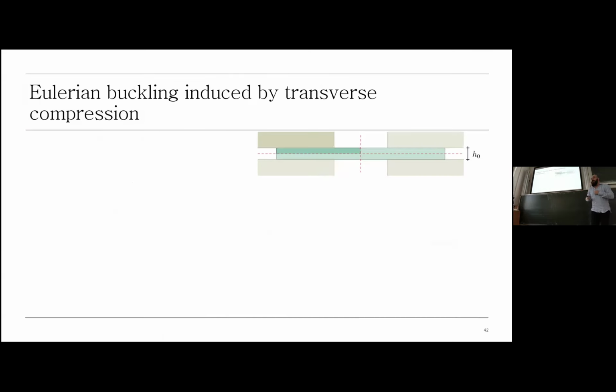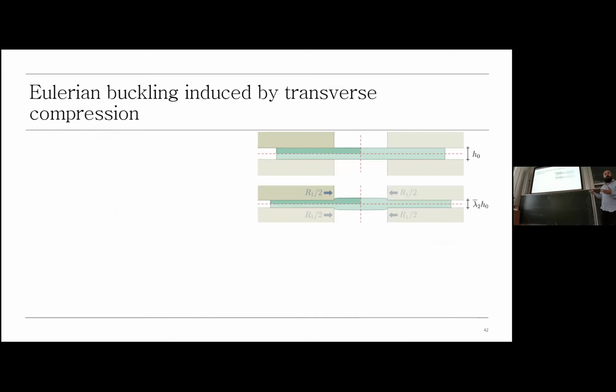Let us now apply our problem in two particular applications. The first one is the Eulerian buckling. So we consider now our elastic body compressed by rigid punch at both ends. And thanks to the symmetry of the problem, we can recognize our BVP2.